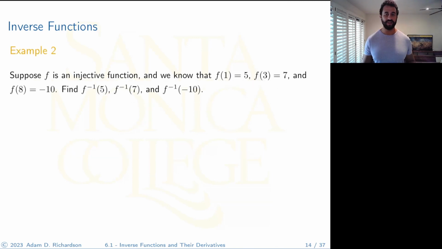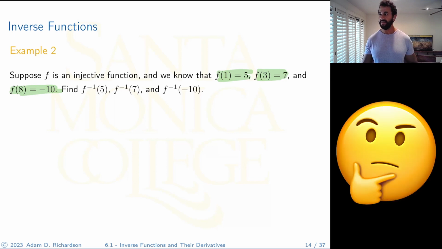Okay, so let's try an example here. Let's say we have an injective function, a one-to-one function, so it's invertible, and we know three things. We know that f of 1 is 5, f of 3 is 7, and f of 8 is negative 10. And what I want you to try on your own is this. See if you can figure out what f inverse of 5, f inverse of 7, and f inverse of negative 10 are. So think about it for 1 minute.